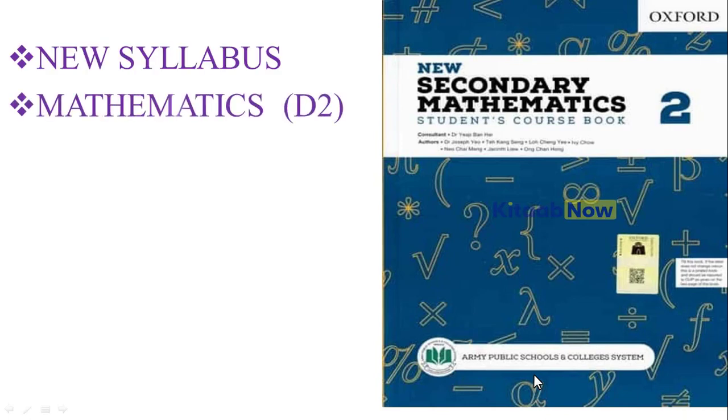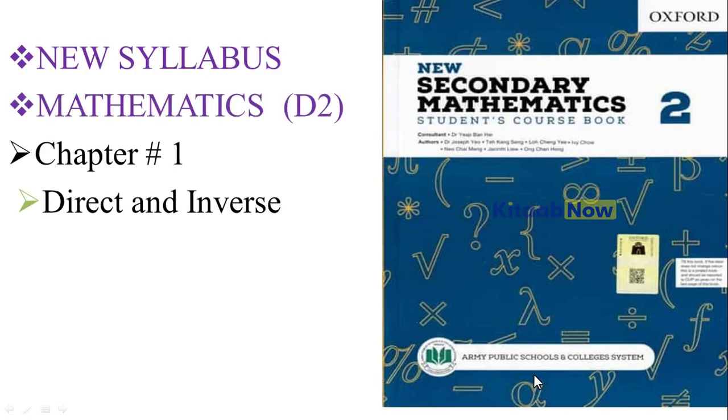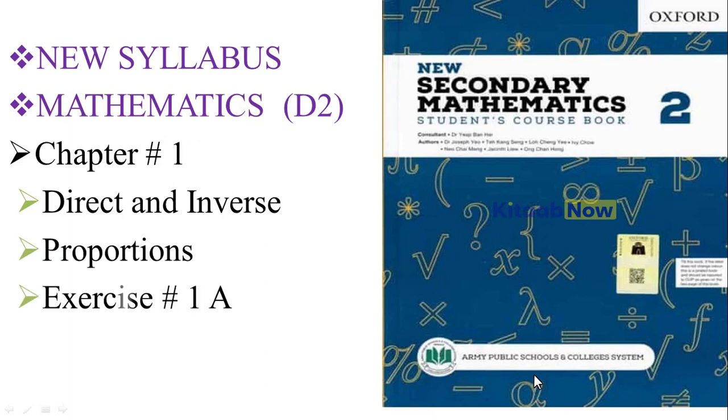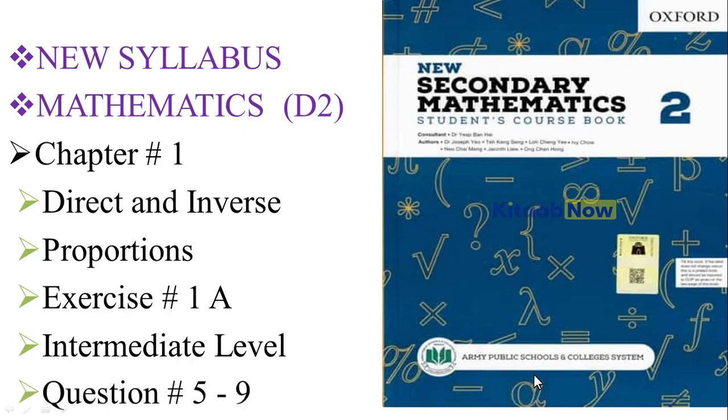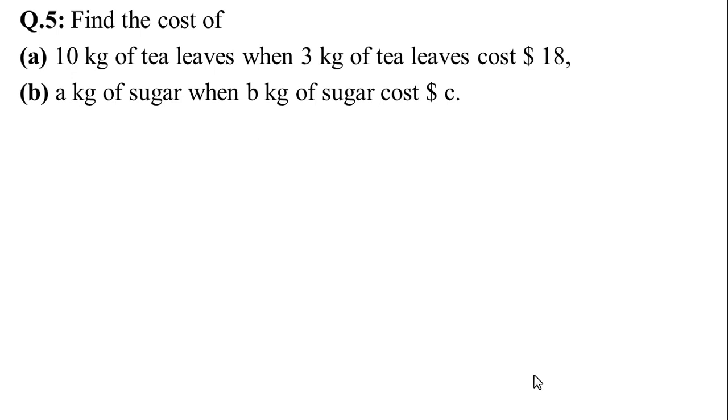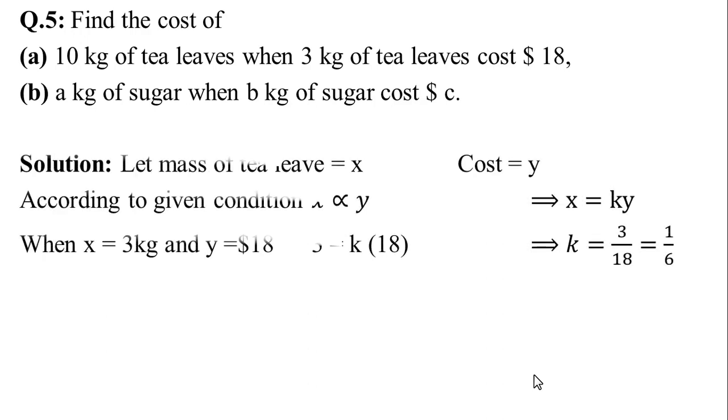In the new syllabus of Mathematics D2, chapter number 1, Direct and Inverse Proportion. Exercise 1A, intermediate level, question numbers 5 to 9. Now, question number 5. The cost of 10 kg of tea leaves, when 3 kg of tea leaves cost $18. In the second part, A kg of sugar, when B kg of sugar costs $C. Now, we will find the relation.